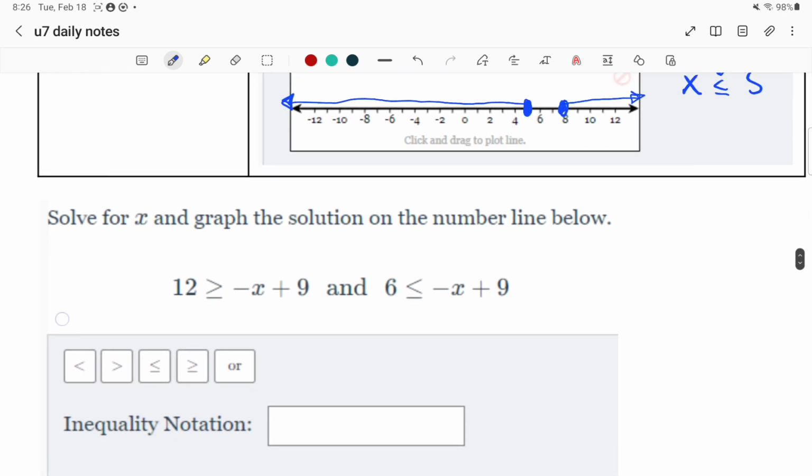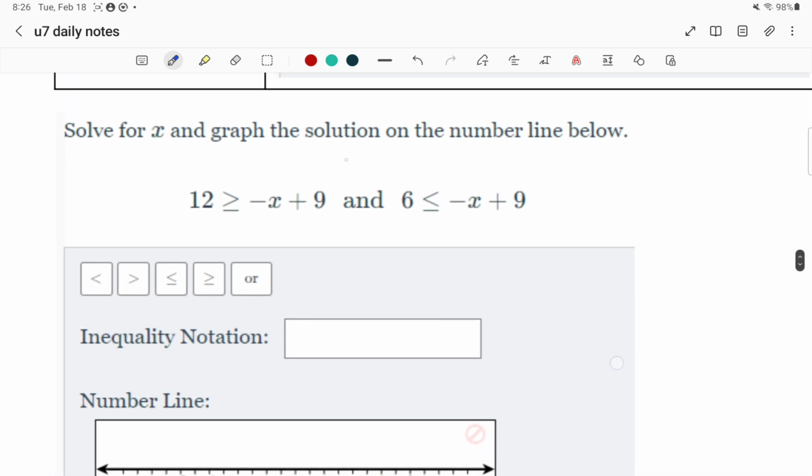Let's look at an and. Remember, and is when we keep the overlap only. Keep overlap. So I am going to just tell you, because we're not going to solve all of these. We know how to solve inequalities. That was done in 7.1. So if you need help with that, please look at the 7.1 video.